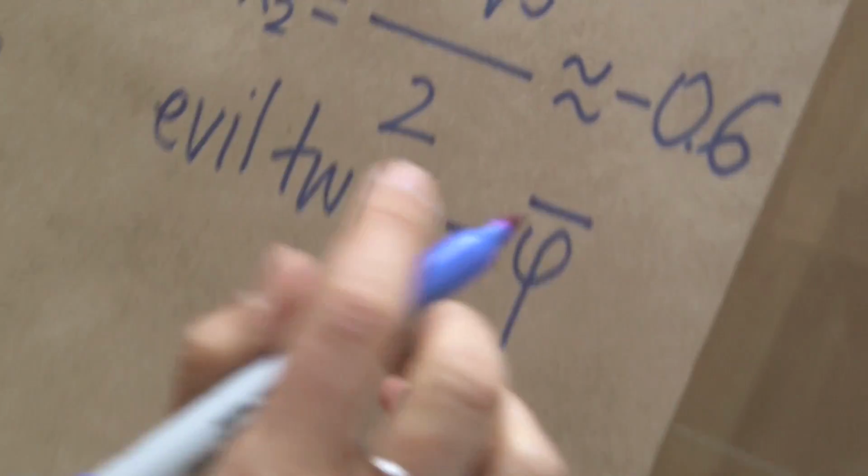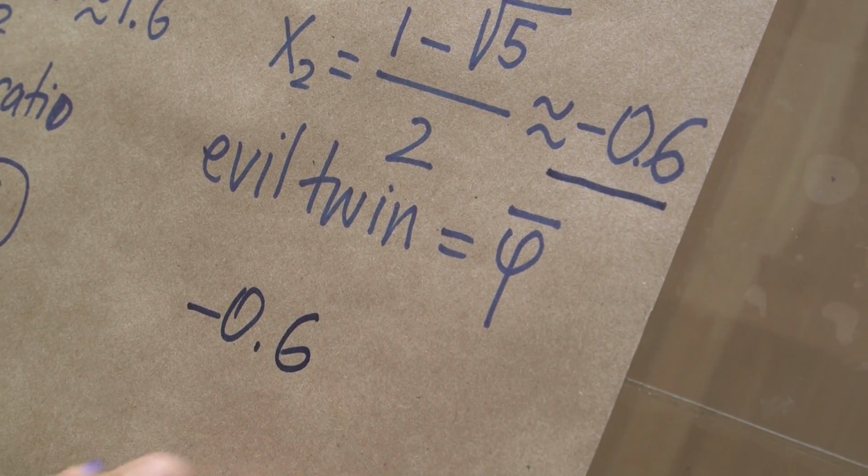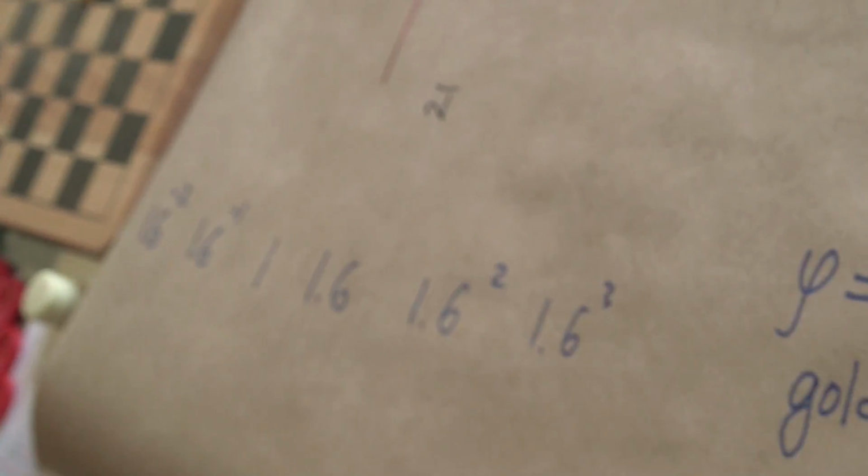Now, if we try the evil twin, it is relatively small. It is negative 0.6. And if I feed it into a similar argument, I can actually come up with a finite number. But the problem with this evil twin is that it's negative. And remember, we wanted a feature that moves only in one direction.